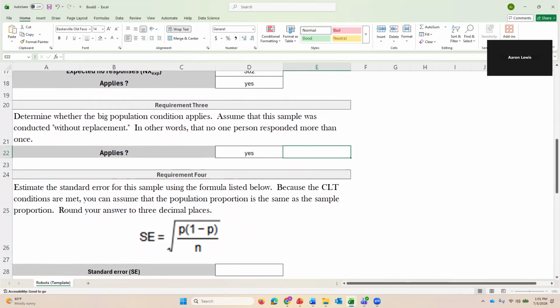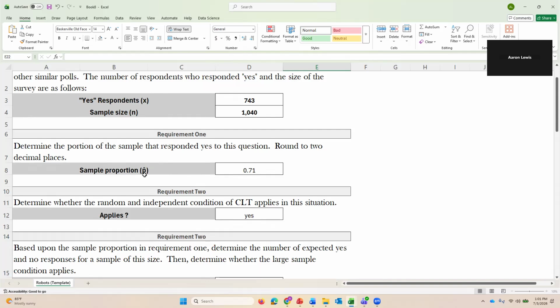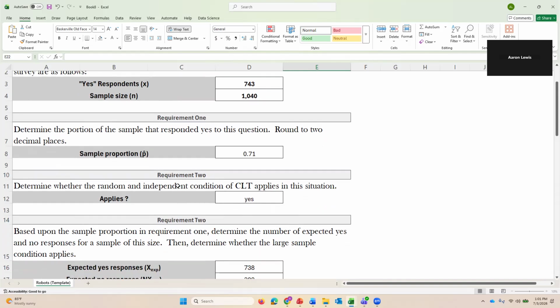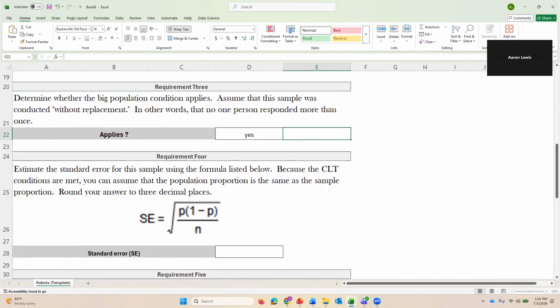Which means CLT applies. And by CLT applying, what we can do now is follow the same procedure I did in the screen time example earlier, and we can operate under the assumption that our population proportion, this P, is going to be very similar to our sample proportion of P hat. So since CLT applies, we can make the assumption that the population proportion is also 0.71. And now I can use my standard error formula down here to figure out what my standard error is going to be for further calculations.